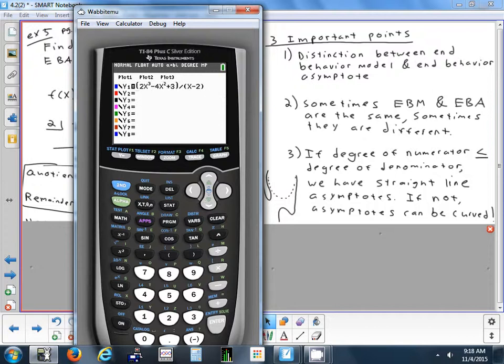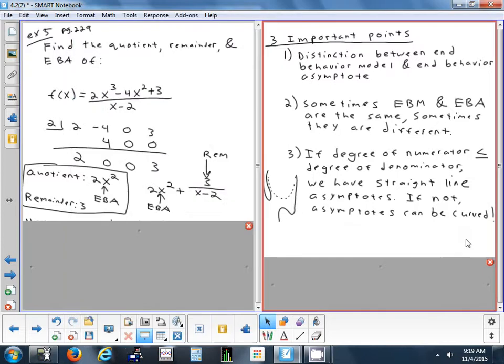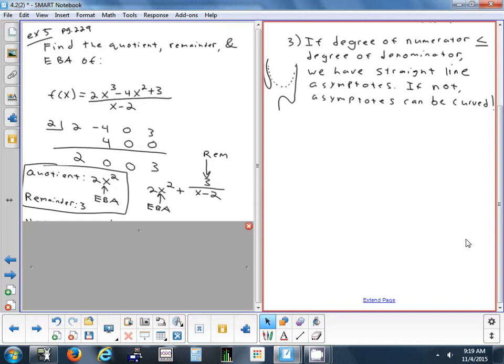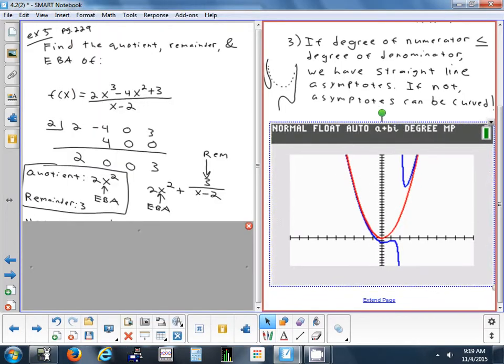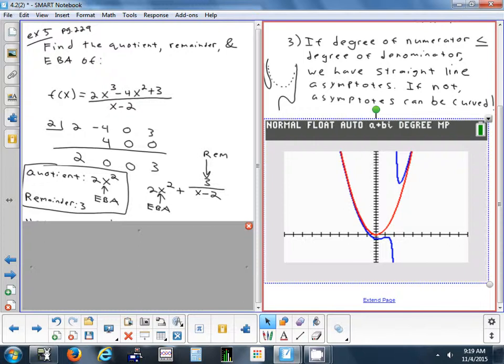In y2, I'm going to graph just the EBA, 2x squared. I'll start with zoom 6, and I'm going to have to zoom out a little higher. Let's go up to 30 on the y-max. All right, so what's in red is an asymptote. What's in blue is the graph. Let me make it a little bigger. Can everybody see how the graph in blue is getting closer and closer to the graph in red on each side?